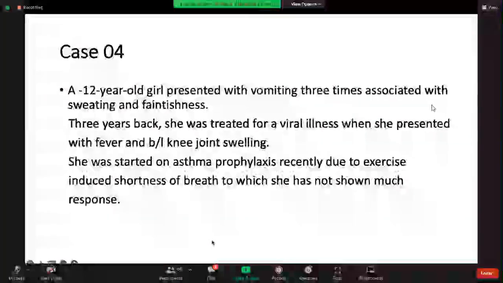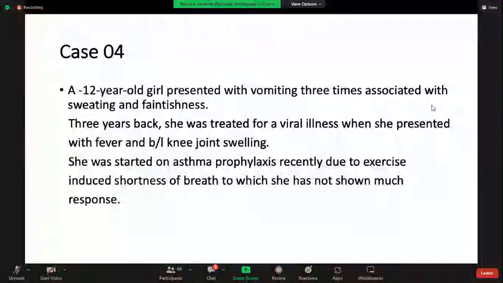So this child, 12-year-old, presenting with vomiting. On examination, there's a cardiomegaly. Apex is in the 6th intercostal space in the anterior axillary line. And she has a hepatomegaly of 2 centimeters. So how would you manage this child?